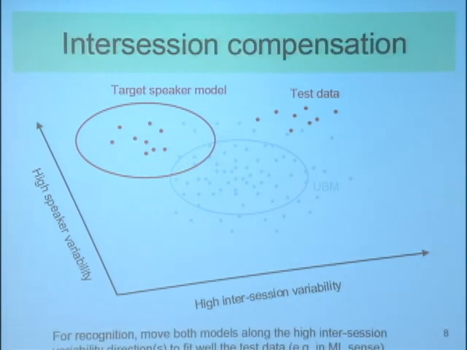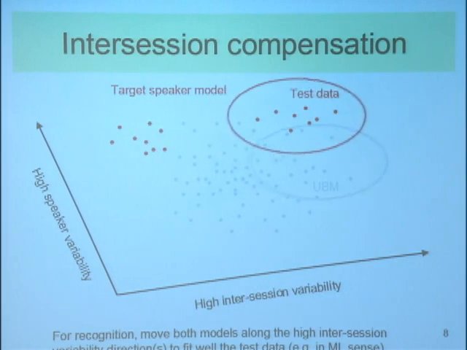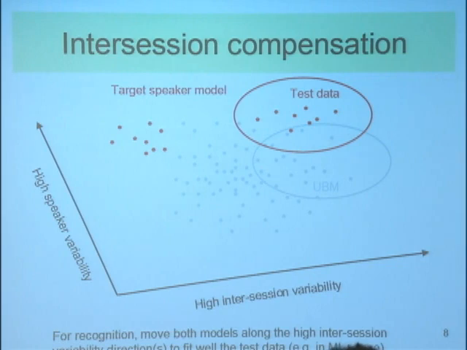Let's adapt both the UBM and the target model. Let's move them along the direction of high intersession variability to make them closer to the test data. So both models are moved along the direction to fit the test data well. And now we see that the speaker model is actually much closer to the data, and we would do much better in this case. So this was the basic idea about compensating for channels.